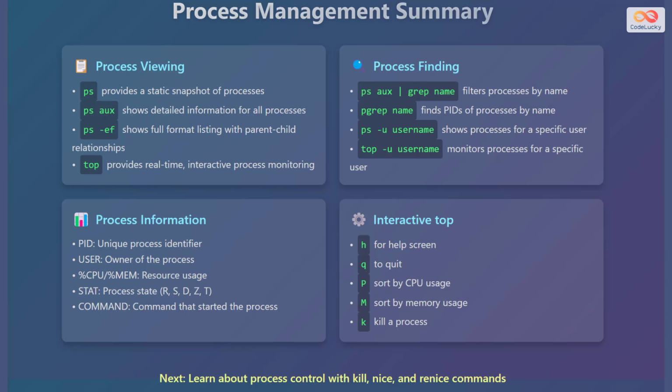Key process information includes the process identification number, which is a unique process identifier, the user, which is the owner of the process, the central processing unit or memory usage, which indicates resource usage, the status, which represents the process state, and the command, which is the command that started the process. Finally, the interactive top command allows pressing H for the help screen, pressing Q to quit, pressing P to sort by central processing unit usage, pressing M to sort by memory usage, and pressing K to kill a process.